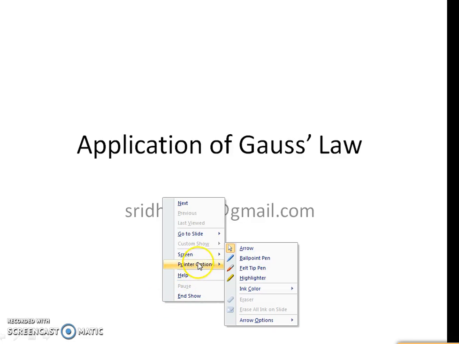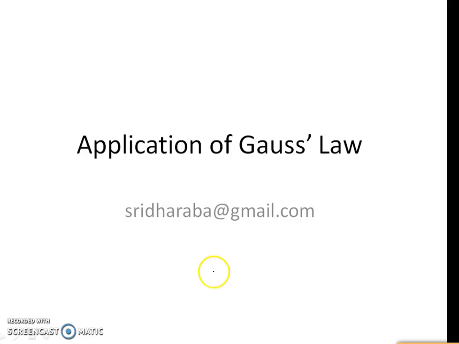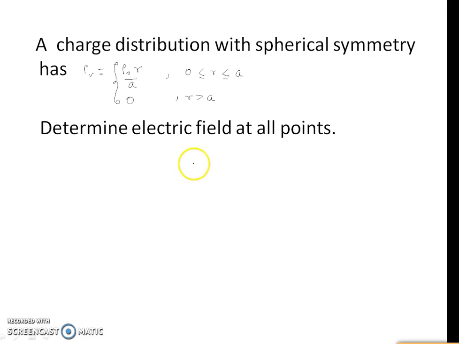In this session, we'll continue with the application of Gauss law. Let us consider a charge distribution with a spherical symmetry. So here the charge density is given by rho naught into r divided by a, that is between 0 to a.